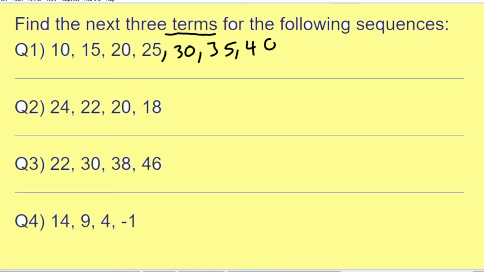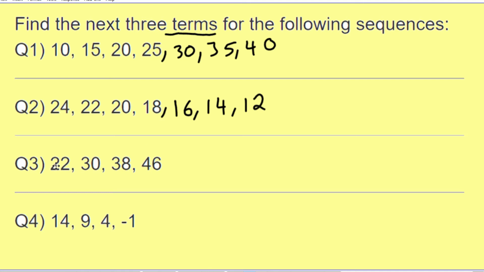Okay, so read the question carefully. It wants the next three terms, not just the next one. Okay, so now we're going 24, 22, 20, 18. So we're going down now by 2 each time. So we're going to go 18 take away 2, which is 16. Take away 2 again, which is 14. Take away 2 again, which is 12.